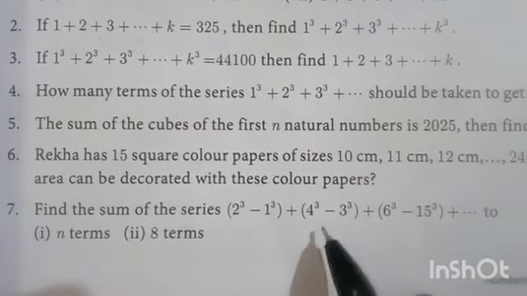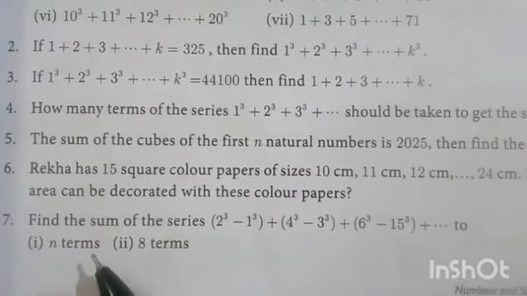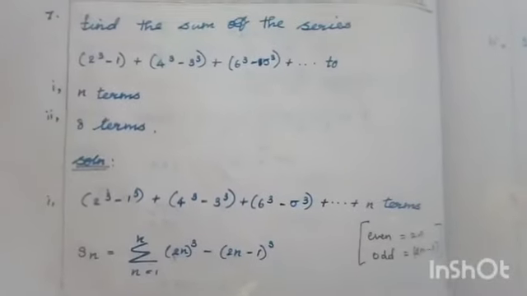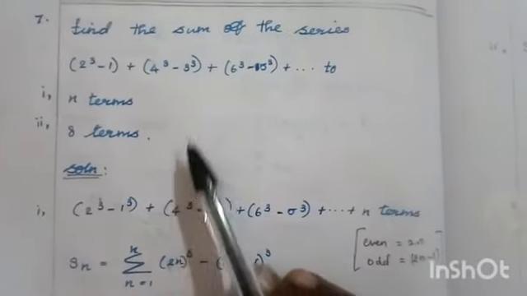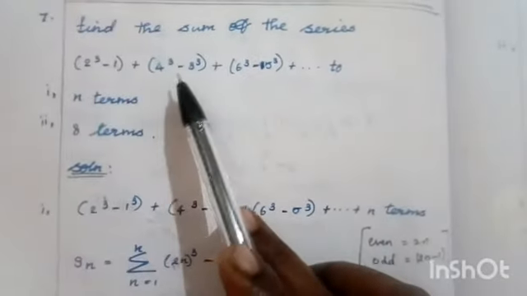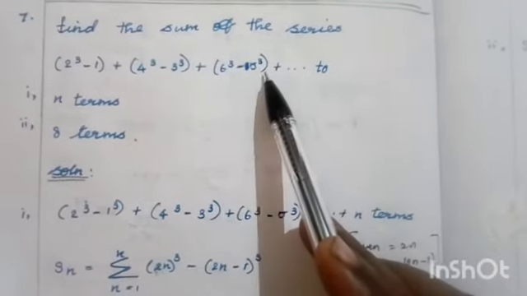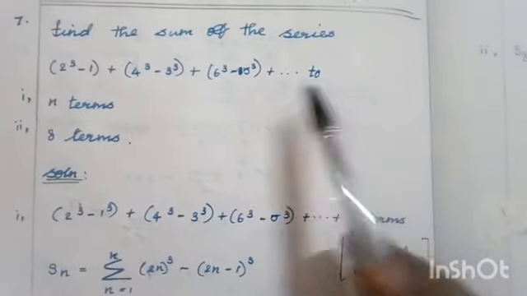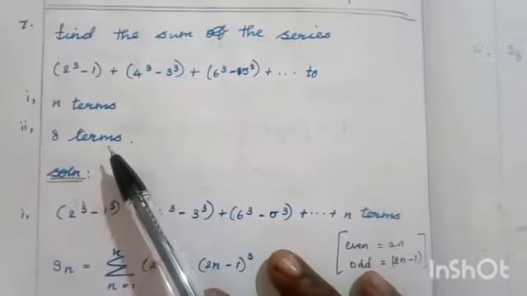7th question: find the sum of the series 2 cube minus 1 cube plus 4 cube minus 3 cube plus 6 cube minus 5 cube plus etc. to n terms and 8 terms. We want to find for n terms and 8 terms. First you write the given series. That is, given series is 2 cube minus 1 cube plus 4 cube minus 3 cube plus 6 cube minus 5 cube plus etc. to n terms and 8 terms we want to find.